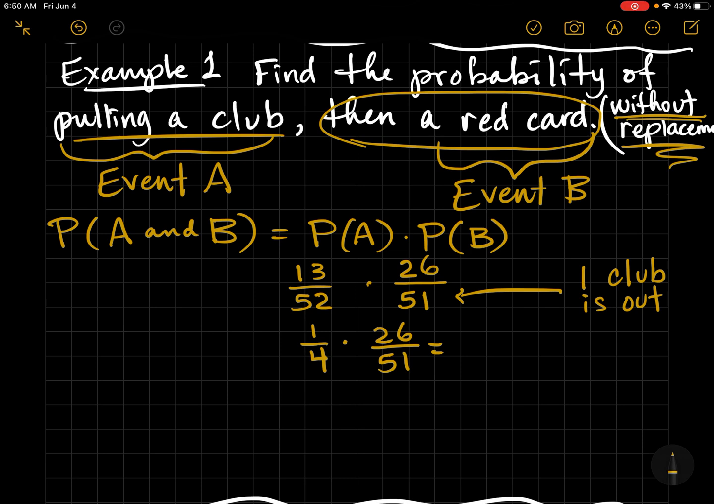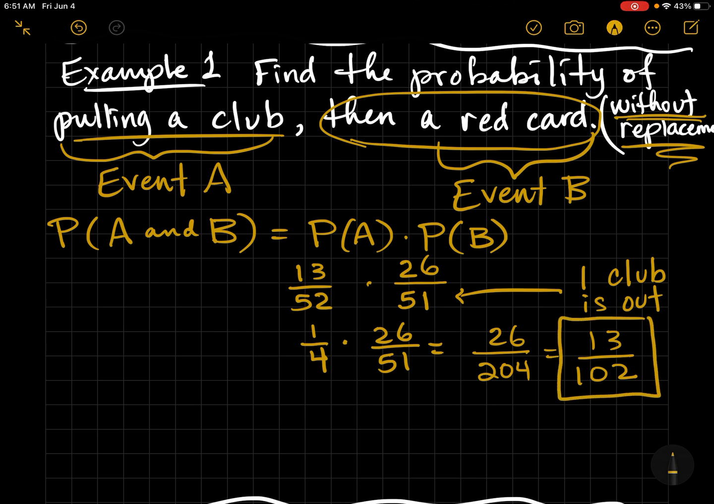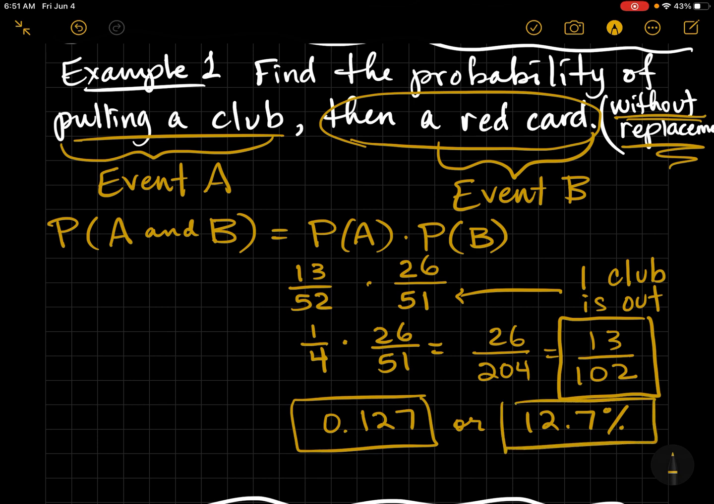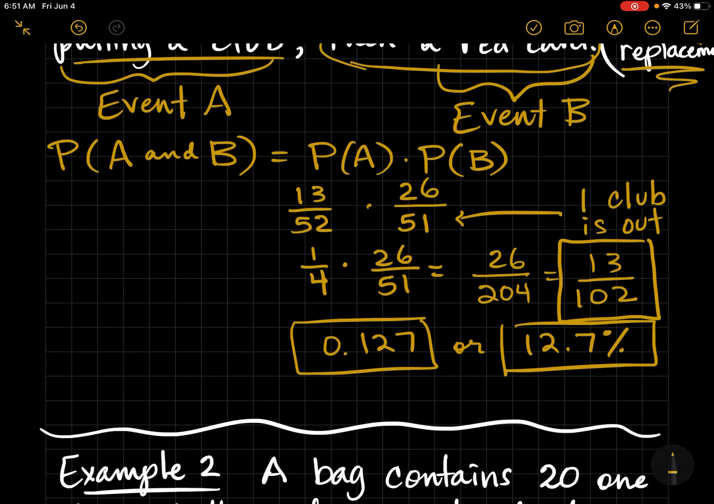Now, if we multiply this together, and I just reduced the first fraction to make it easier, we have 26 over 204, which reduces to 13 over 102. You can present your probability as a reduced fraction, or you can punch it in your calculator and list it as a decimal. We call this a frequency or a percentage by moving that decimal twice. You can present this any of these three ways and it would be just fine.